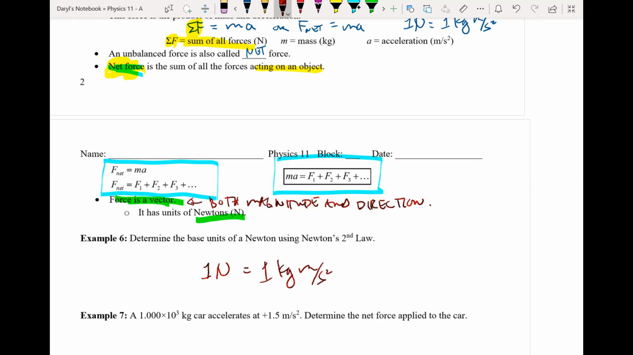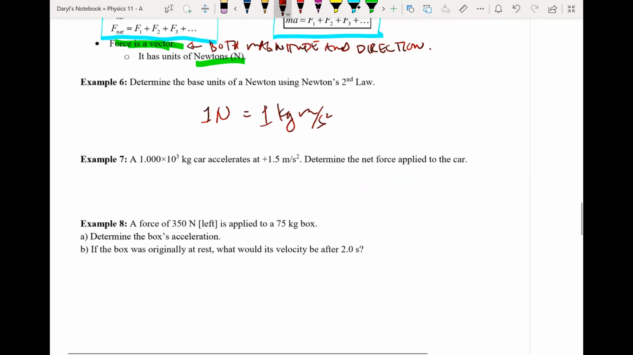Okay, let's take this example number 7 here. A 1.00 times 10 to the power of 3 kilogram car accelerates at positive 1.5 meters per second squared. Determine the net applied force. Okay, so it doesn't specify if it's moving up or to the right. Let's just say the car is moving to the right. So I use to the right as my positive direction in this case.